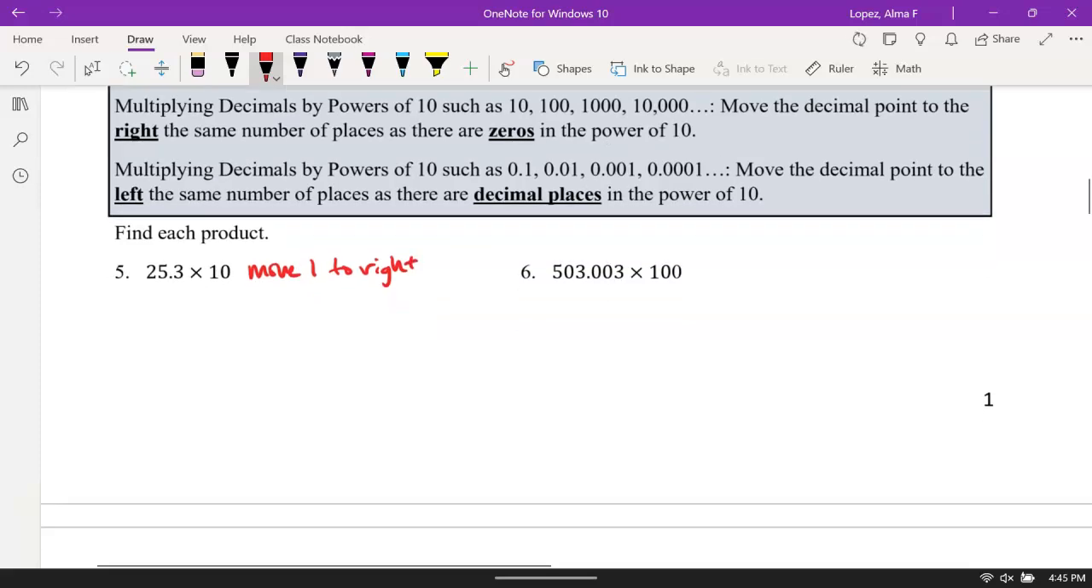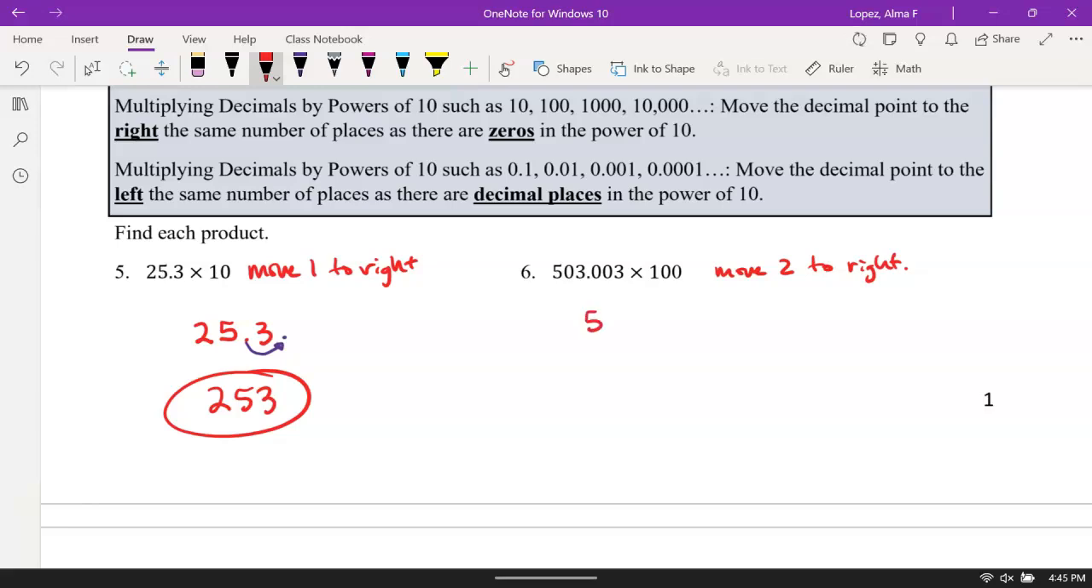Before we do that one, let's go ahead and look at this one. If it's a 100, there are 2 zeros in that number, right? So we're going to move the decimal 2 to the right. Let's do it. If I start off with the number 25.3, and I've got to move my decimal place 1 to the right, here's where the new decimal place goes, so my answer is 253.